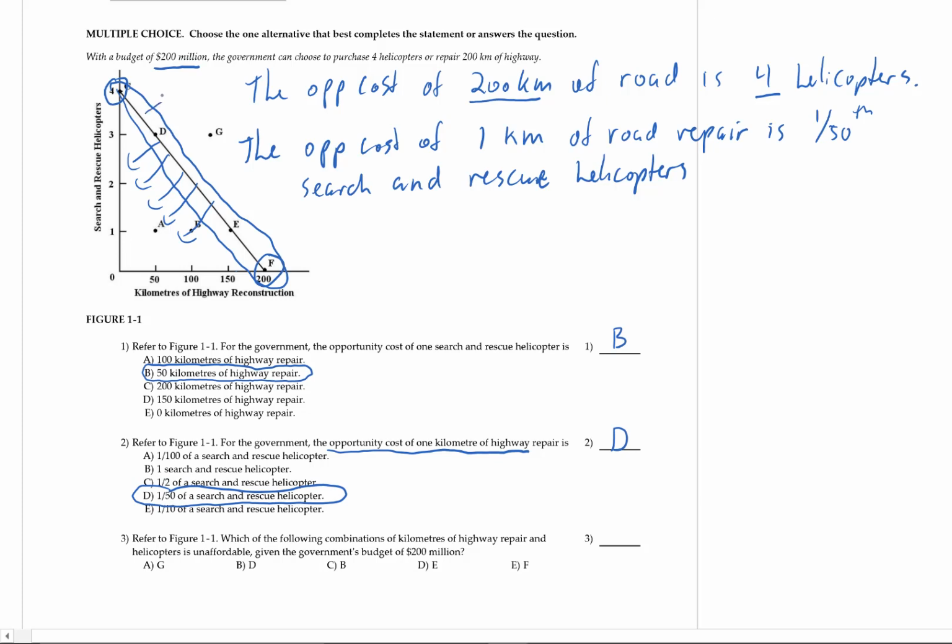While everything outside of the boundary, now this is getting messy, sorry, is going to be unattainable. And the only point outside is point G, and we can see that point G is one of our options, which is A.